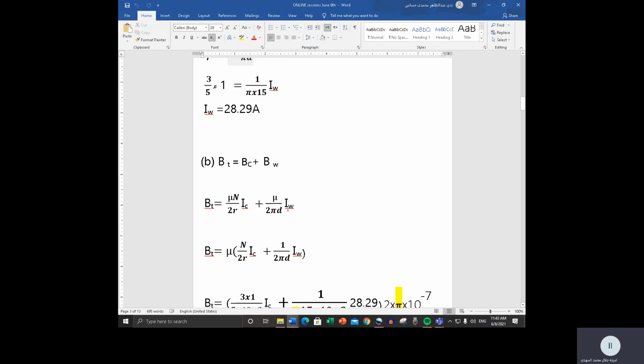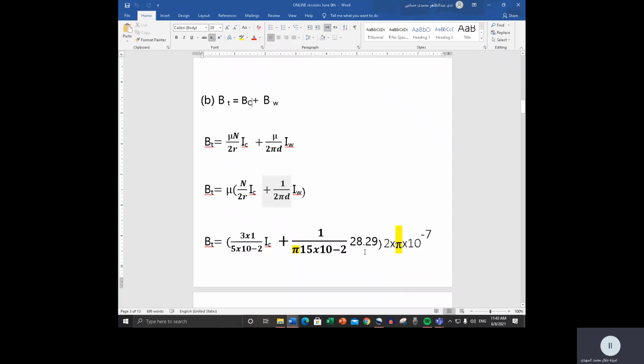All right. Now I can put the brackets, and I put the value of mu, the magnetic permeability value, which is 2 times pi times 10 to the power of negative 7. That is the value of the magnetic permeability. And in between the brackets, let's now put the value of each item. Here you have n, the number of turns of the coil, which is 3, multiplied by the current passing in the coil, which is 1 ampere, divided by 2r.